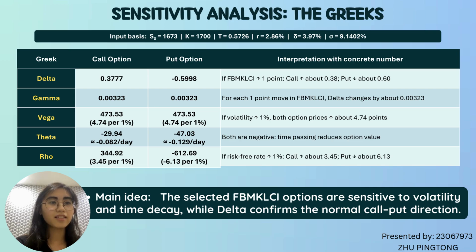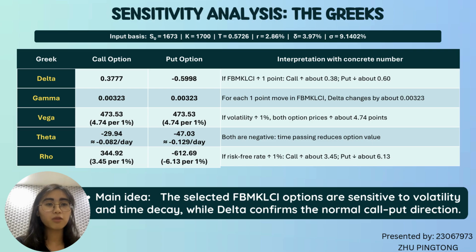Now let's look at the sensitivity analysis of our selected option using the 5 main Greeks. First, the delta of the call option is approximately 0.38, while the delta of the put option is about negative 0.6. This shows the call and put options respond differently to movement in the index. Both options have the same gamma value of 0.00323, which measures the rate of change of delta.